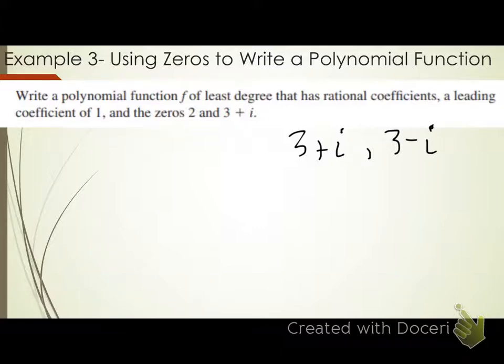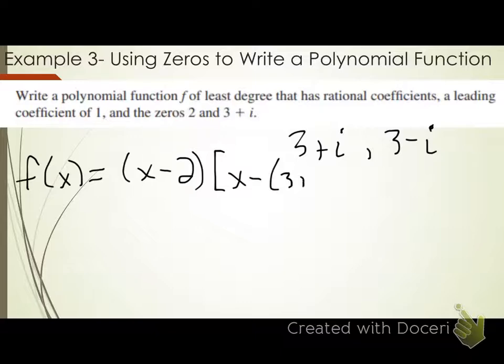So I'm going to use these 3 zeros in the factor theorem to write f of x as a product of 3 factors. So I know 2 is one of my zeros, so I have to write that as x minus 2. Remember, x minus k. X minus my k value. K value is 2 in this case, so it's x minus 2. Using that same rule, I know I can write my next factor as x minus my k value, in this case 3 plus i.